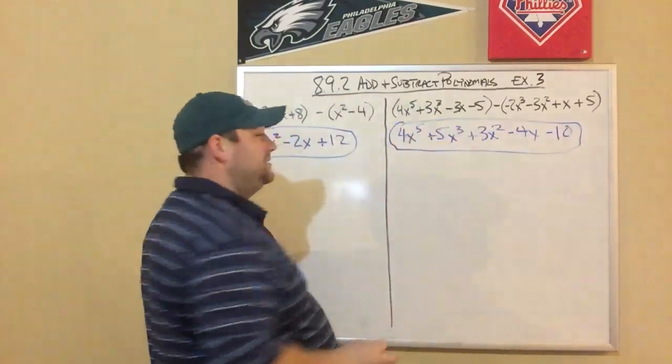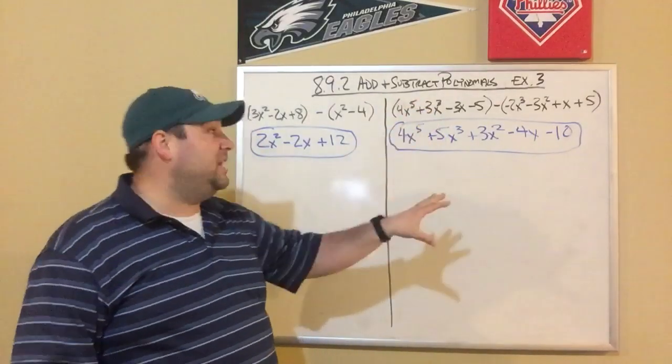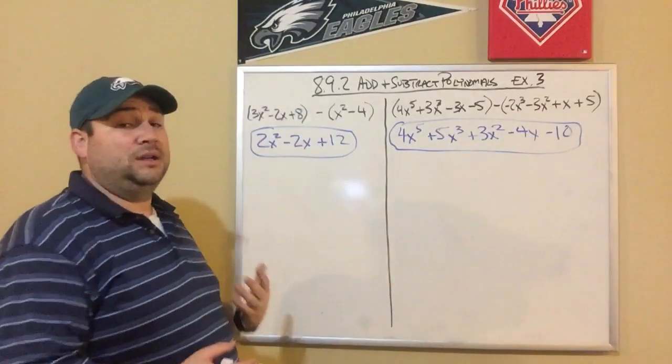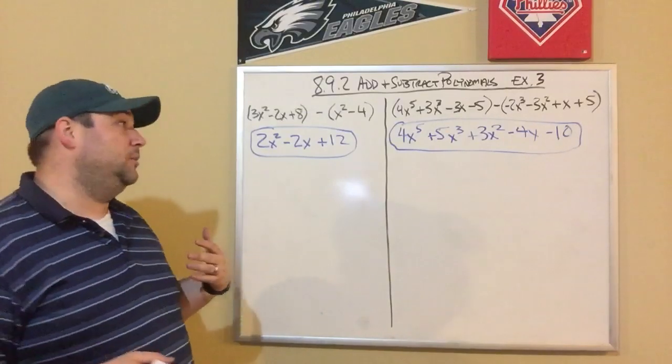And we can see our answers in standard form because we started with the largest exponent and worked our way down. We got 5th, 3rd, 2nd, 1st, no exponent. So we are good. All right, those are your 3 examples on adding and subtracting polynomials.